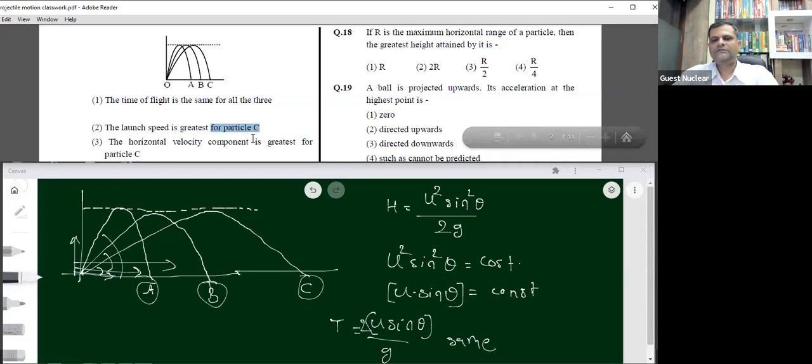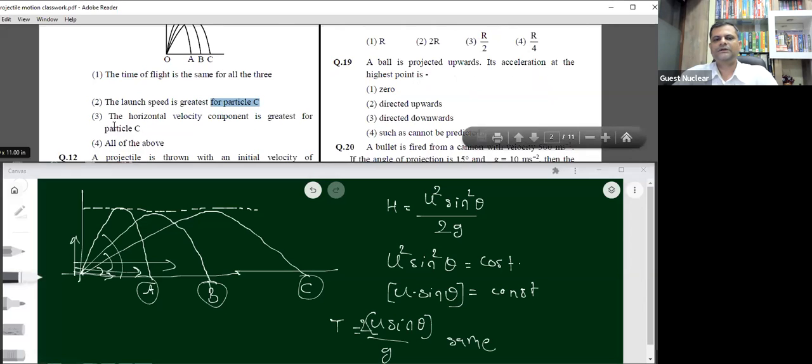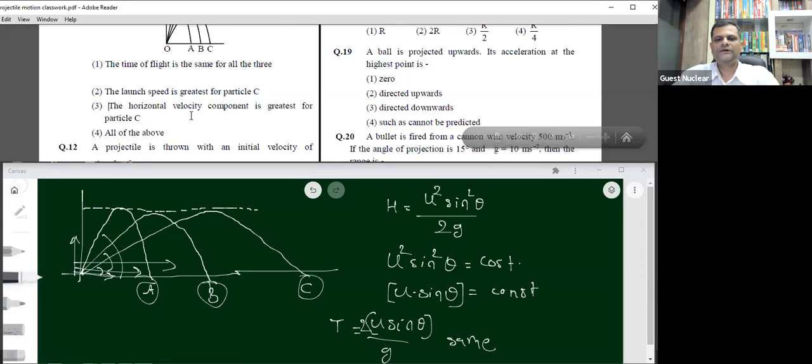Okay, but still we'll read the other options here. The horizontal velocity of the component is greatest for the particle C. This is also correct. Okay, horizontal velocity हम देख रहे हैं यहाँ पे C का सबसे ज्यादा है, B का उससे कम है, A का सबसे कम है, इसलिए तो A थोड़ा नजदीक जाके गिरता है, B और थोड़ा दूर जाके गिरता है, और C जो है वो सबसे ज्यादा जाके आगे जाके गिरता है.